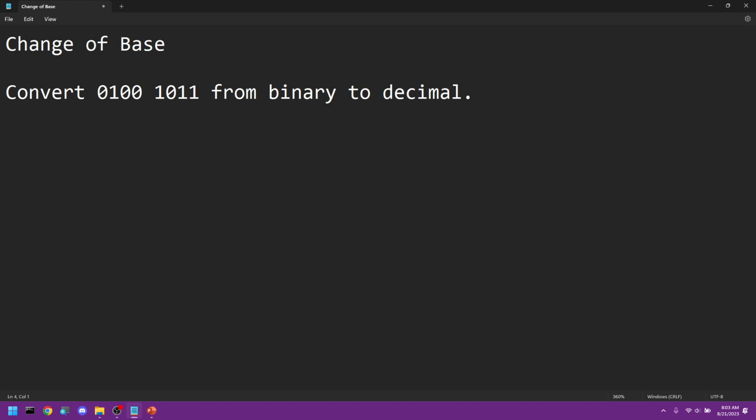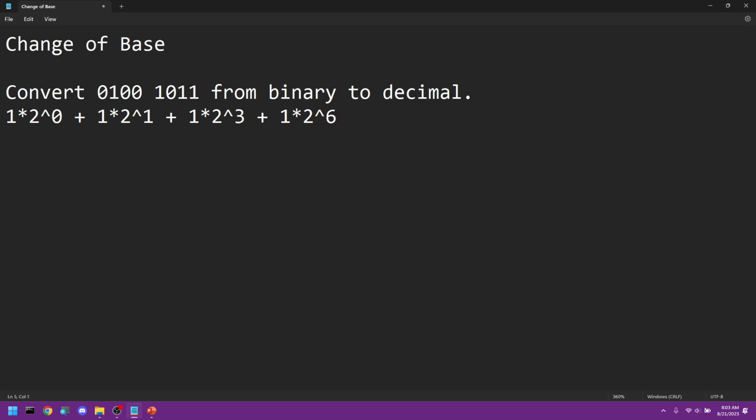So let's look at our numbers here. Starting from the far right, we have 1 times 2 to the 0 plus 1 times 2 to the 1 plus, we skip 1 times 2 squared, 1 times 2 to the third, plus, we skip 1 times 2 to the fourth, 1 times 2 to the fifth, and we do 1 times 2 to the sixth, and then, of course, we skip 2 to the seventh.